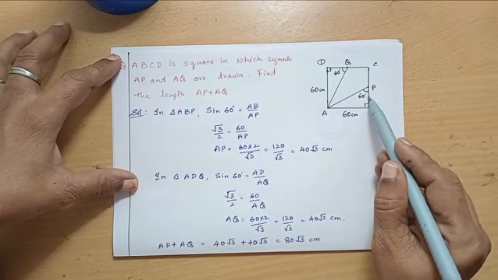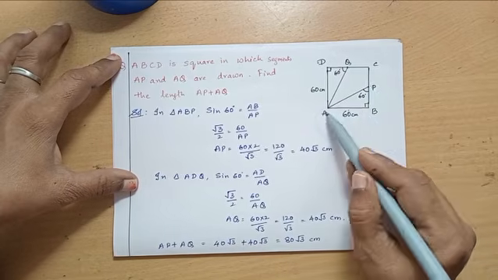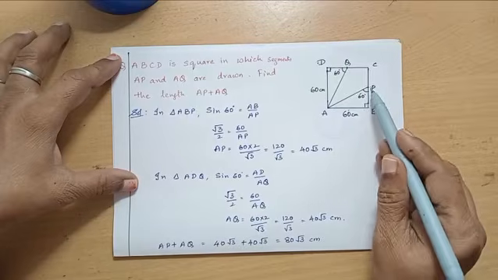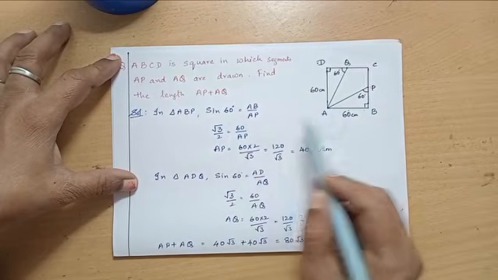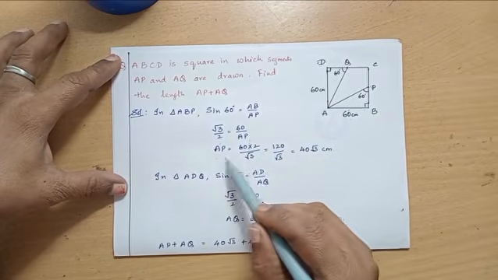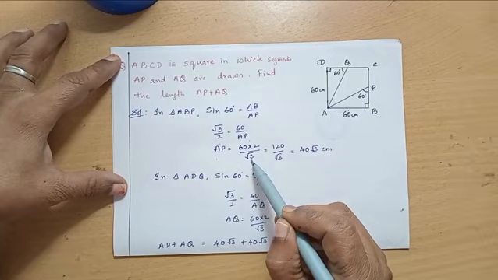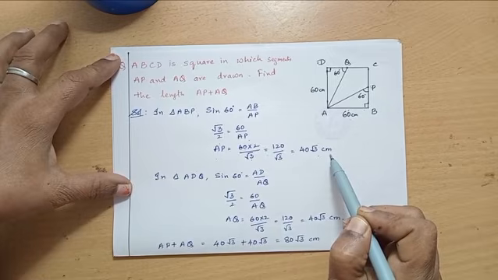So what is sine 60? Sine 60 is opposite side by hypotenuse, AB by AP. And sine 60 is equal to root 3 by 2, which is equal to 60 centimeters divided by AP. Hence, AP is equal to 60 into 2 by root 3, which is equal to 40 root 3 centimeters.